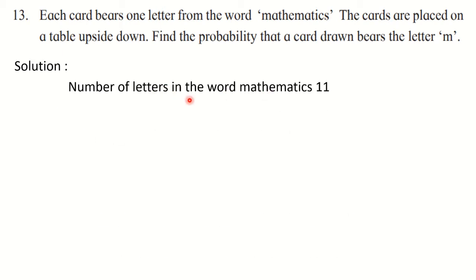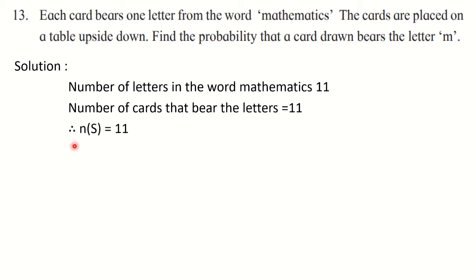The number of letters in the word mathematics is what? 11. So here we can write that the number of cards that bear the letters is equal to 11. Every card has one letter on it, so we can write n(S) as 11. Now let us discuss the event. Here the cards are placed on the table upside down, meaning in the reverse way, we cannot see the letters, and they have asked for the probability that the card drawn bears a letter M.